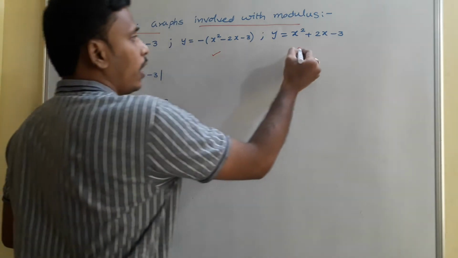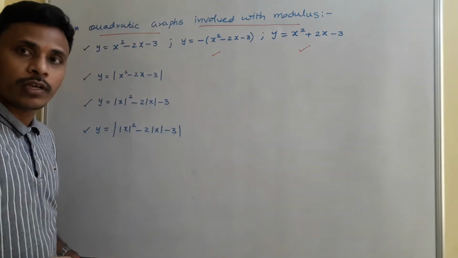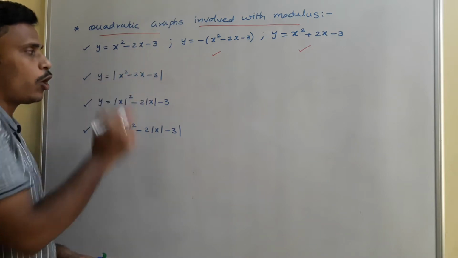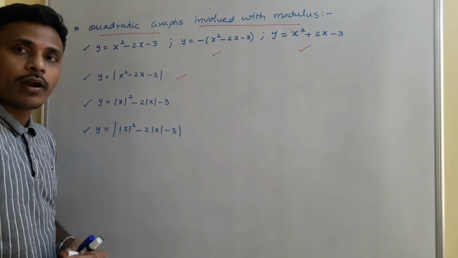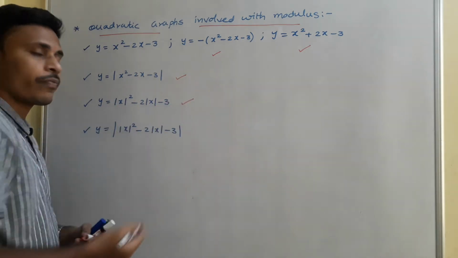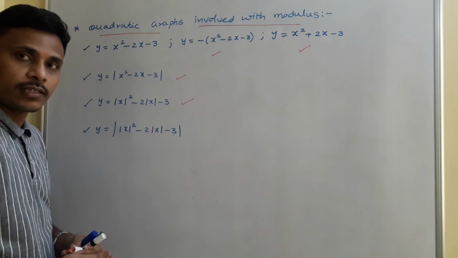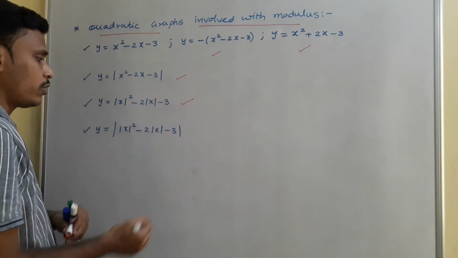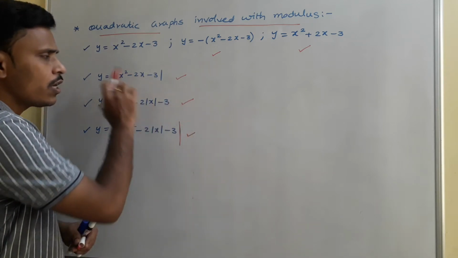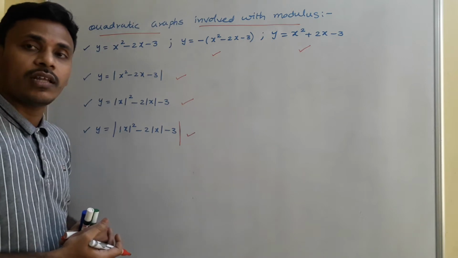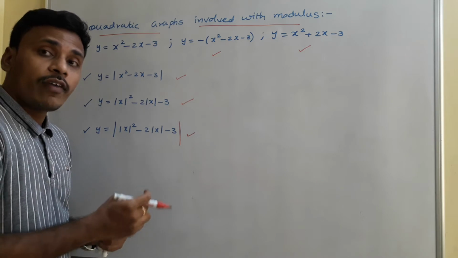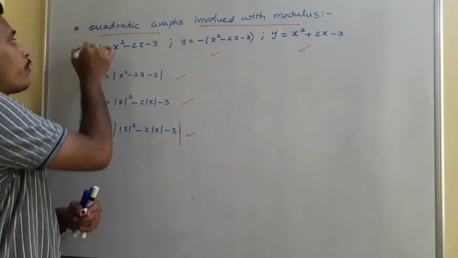in this first expression, we get y is equal to x square plus 2x minus 3, and if you put this expression in the modulus, then y is equal to mod of x square minus 2x minus 3, and replacing x with mod x, x square minus 2 mod x minus 3, and this again in the modulus, modulus of mod x square minus 2 mod x minus 3. So we discussed these 6 graphs in the last class, and we discussed the way of sketching the graph with reference to the first one.